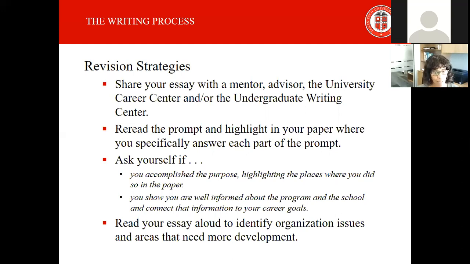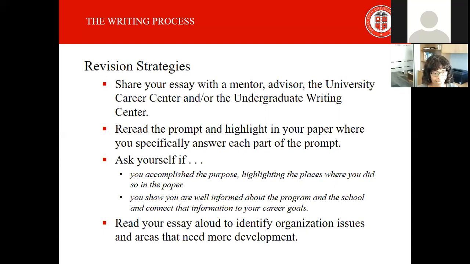So looking to see if you've accomplished your purpose. And you can use that highlighting exercise for that also. Ask yourself if you show that you're well informed about the program and the school and connect that information to your career goals, okay?